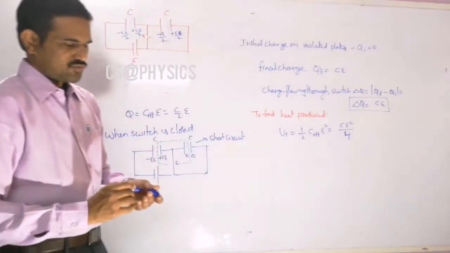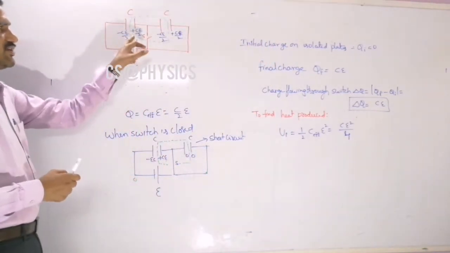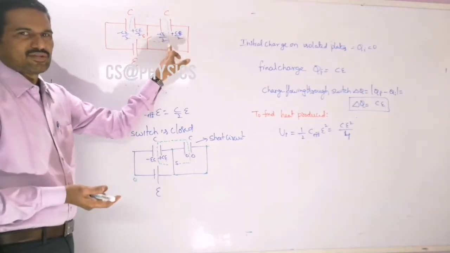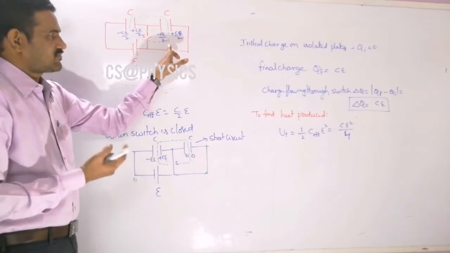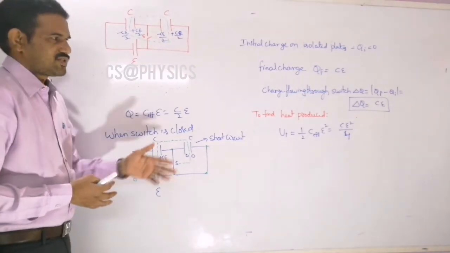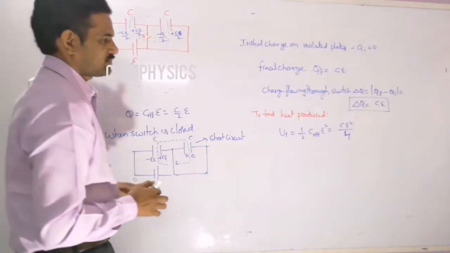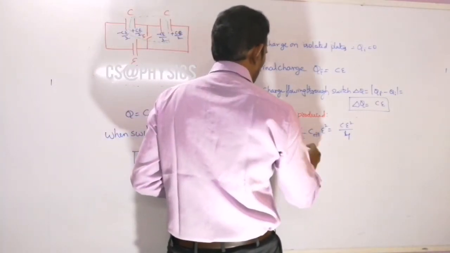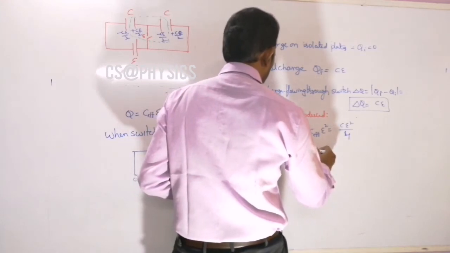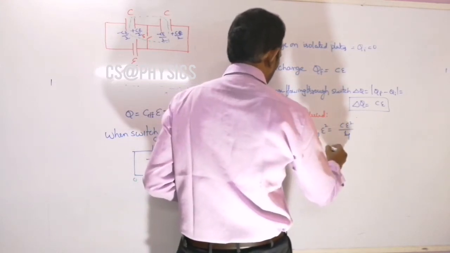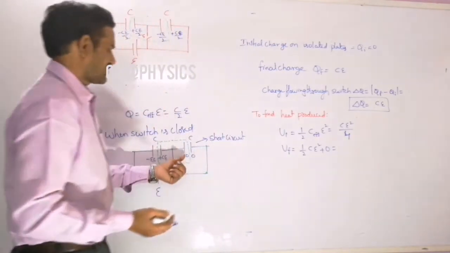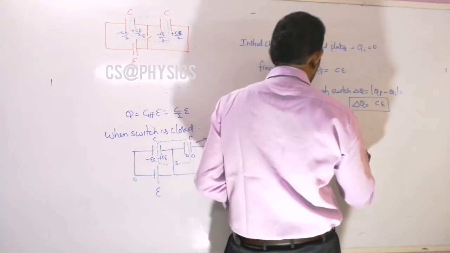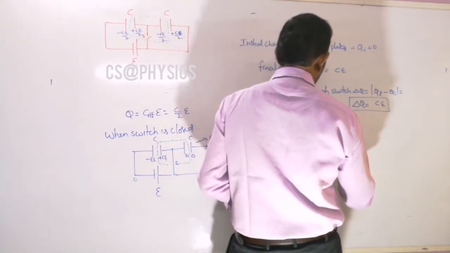Or individually you may calculate half C into (E by 2) whole square plus half C into (E by 2) whole square. That gives CE square by 8 into 2, which is nothing but CE square by 4. Now let us write the final energy stored in that system. The final energy is half CE square plus 0, because in the second case this capacitor doesn't store any energy, so only half CE square is the final energy stored there.